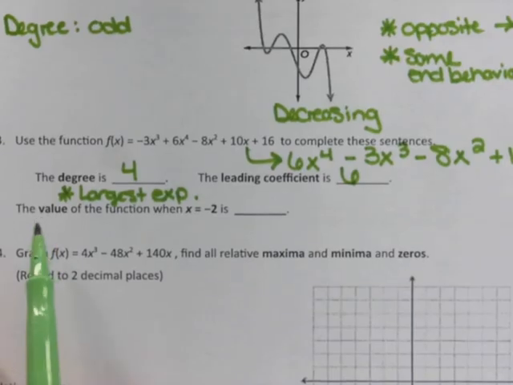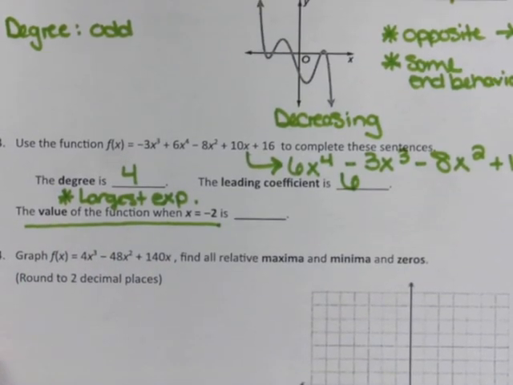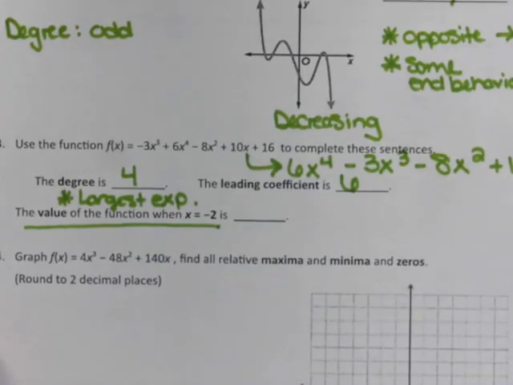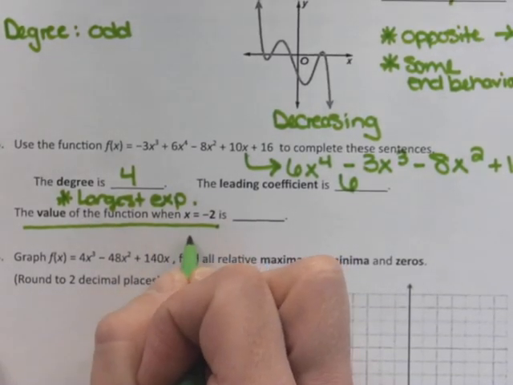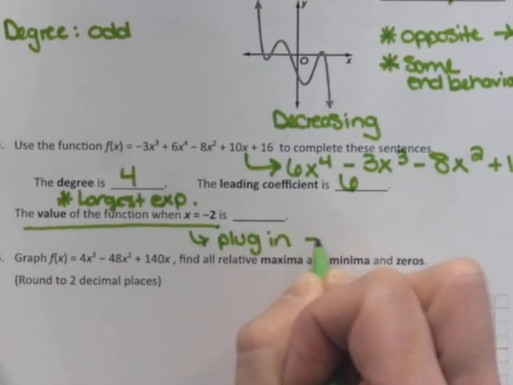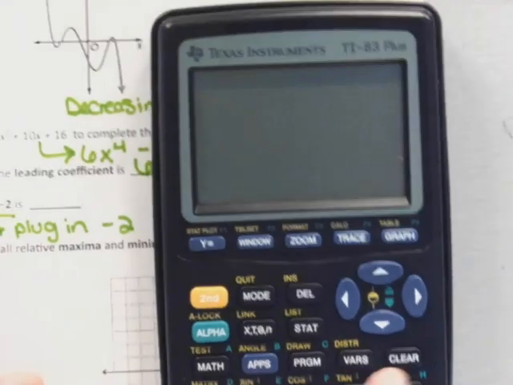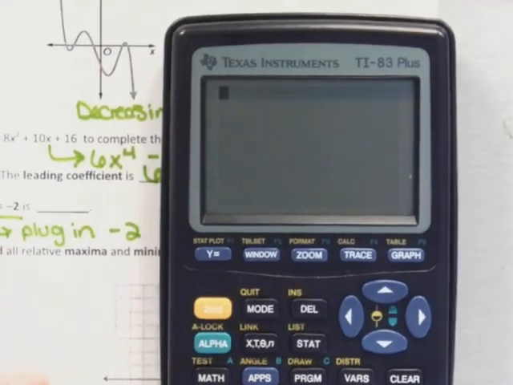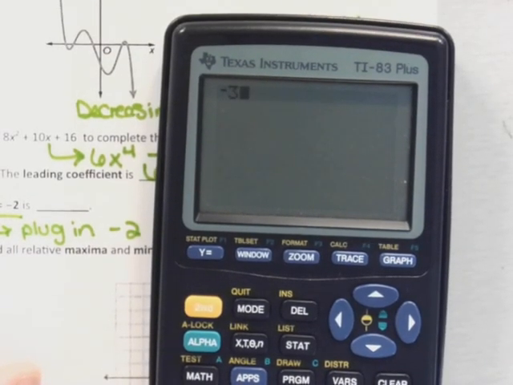Now it wants me to find the value of the function when x is negative 2. What is that telling me to do with negative 2? Plug it in. So this is code for plug in negative 2. Okay, so on my calculator, I'm going to go ahead and type it in.